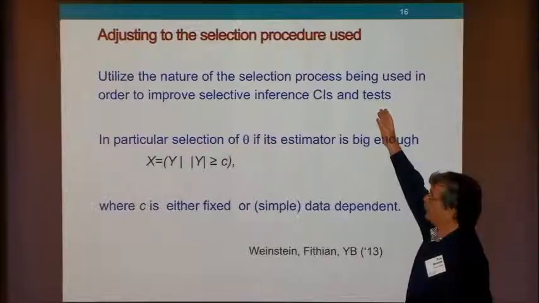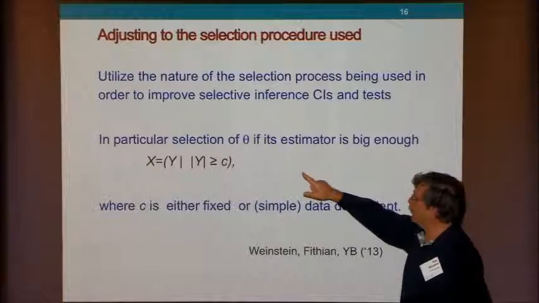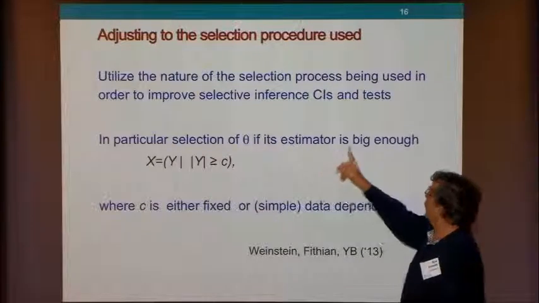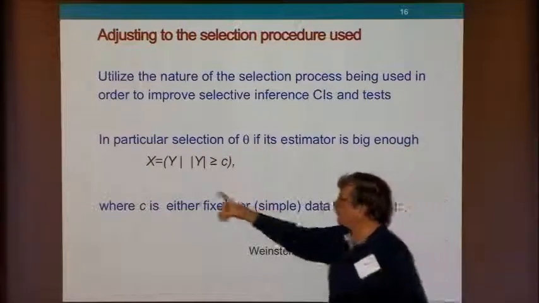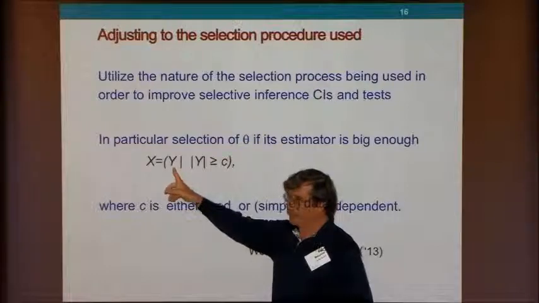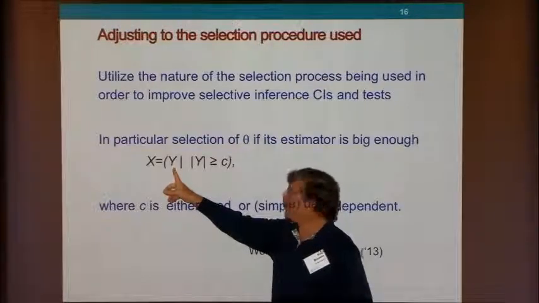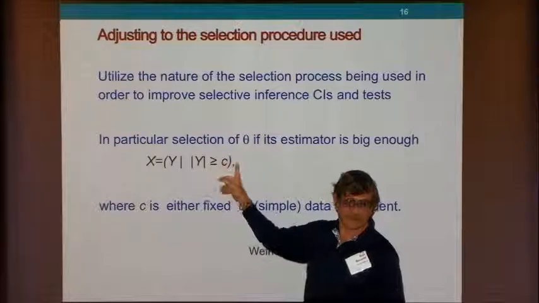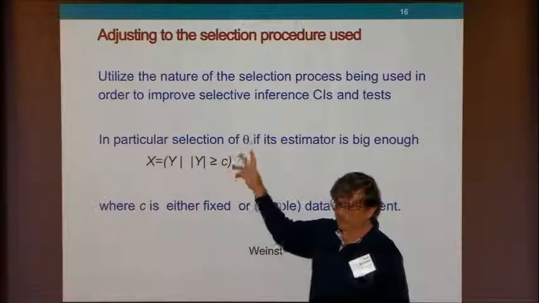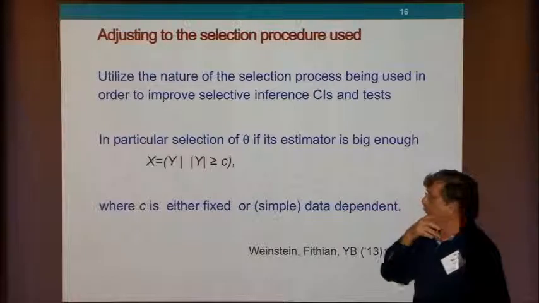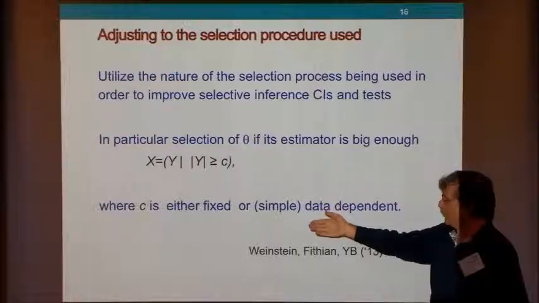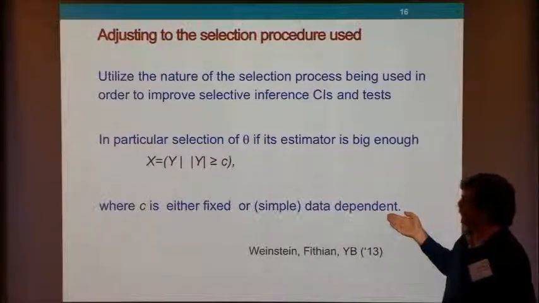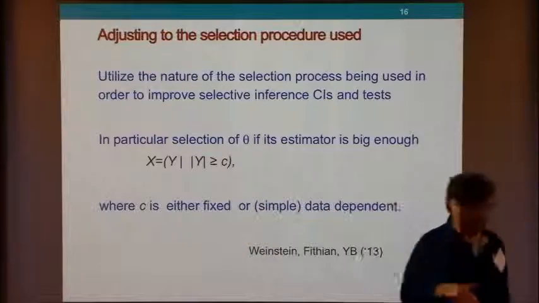In particular, let me take the selection of a parameter if its estimator is big enough. So I have y's, but I'm going to use y only if it is big enough. So this is, C can be the significance level, it can be as before. And so C can be either fixed or simple data dependent. So I have this one, and this will be my criteria.